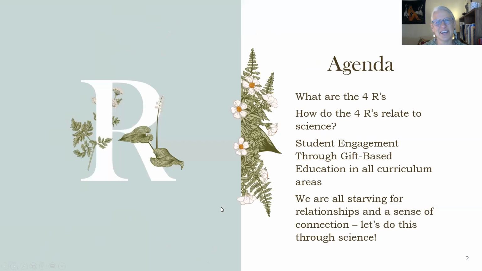So the agenda today, we're going to cover what the 4 R's are and how the 4 R's relate to science. We'll talk a little bit about student engagement through gift-based education in all curriculum areas as it pertains to the 4 R's and science, and the gift of the 4 R's. We are all striving for relationships, including our students, and a sense of connection. And I would like to invite us to do this through science.